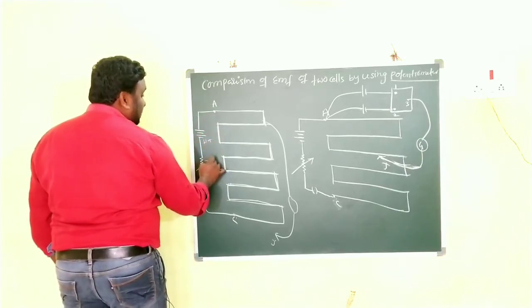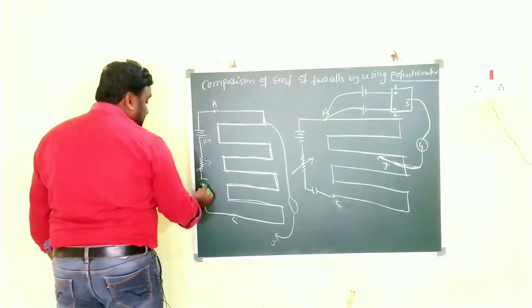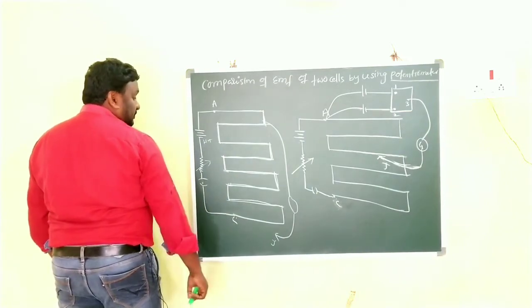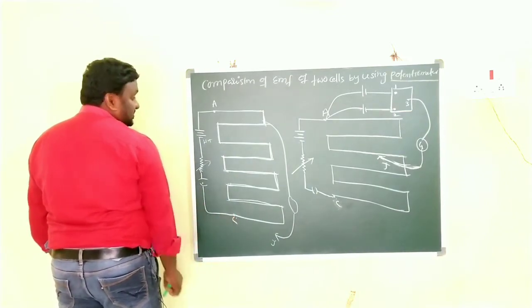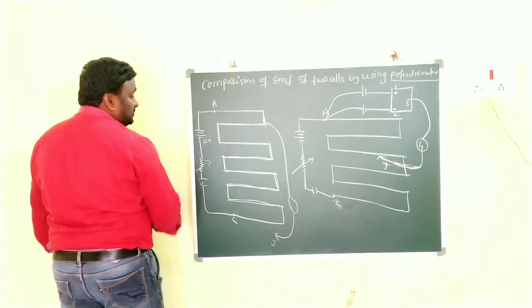And this is a rheostat. The rheostat means that it should be having some variable resistance. And this is the plug key. And this is the point C. So this is the general construction of the potentiometer.